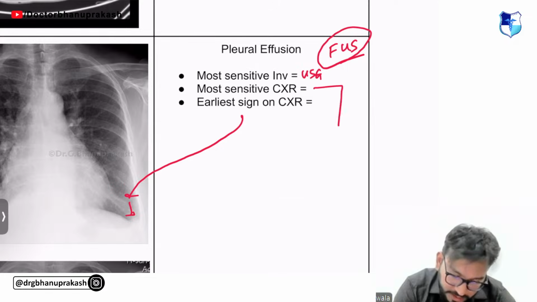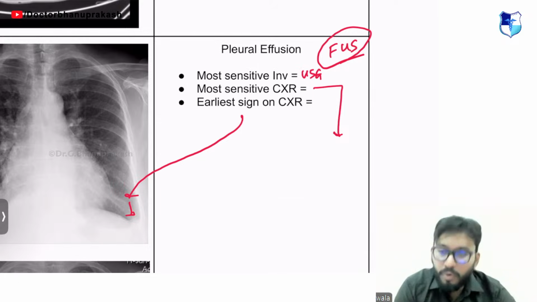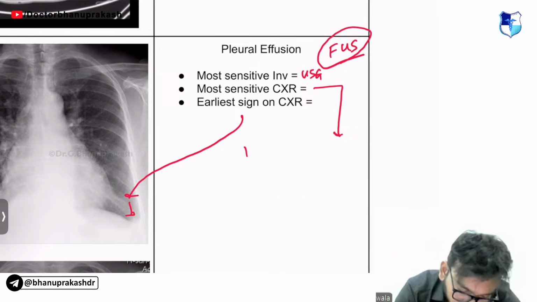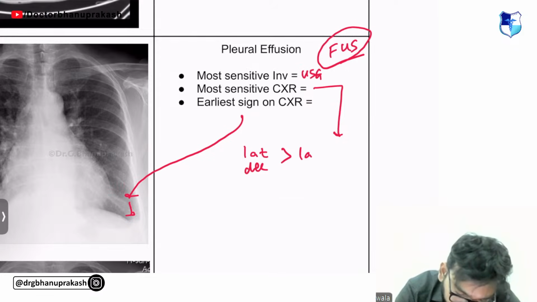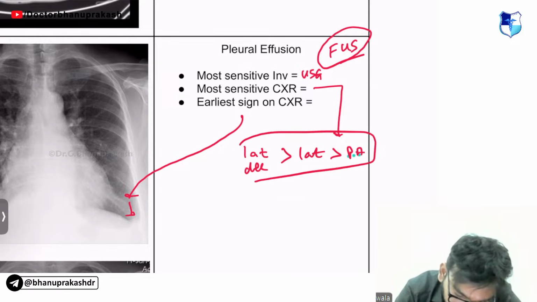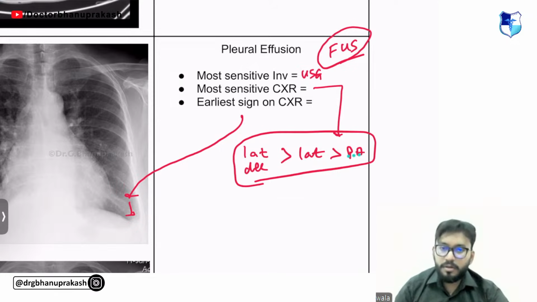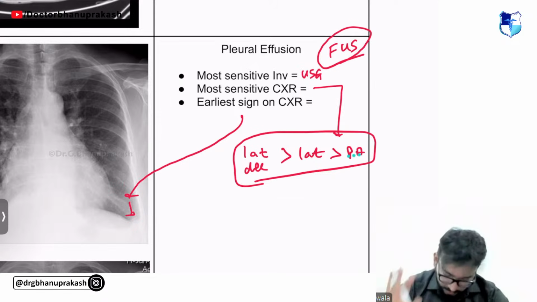Okay, so here there is some doubt, some confusion. Let me clear it. The most sensitive X-ray view is your lateral decubitus view, more than lateral view, more than PA view. This is the sequence in which you have to answer. Confusion cleared once and for all.